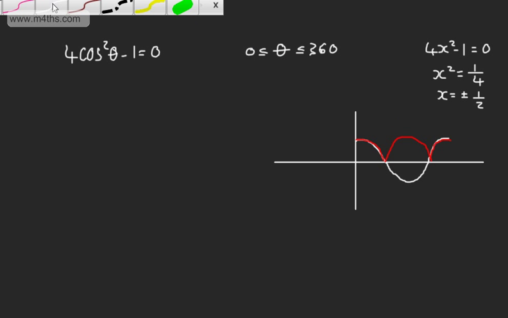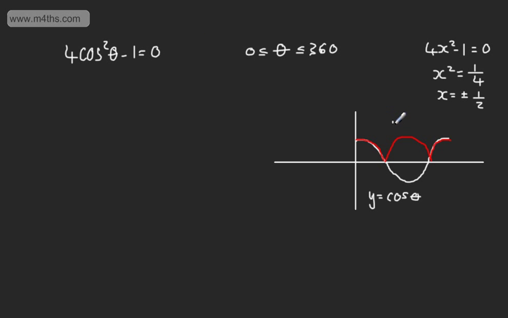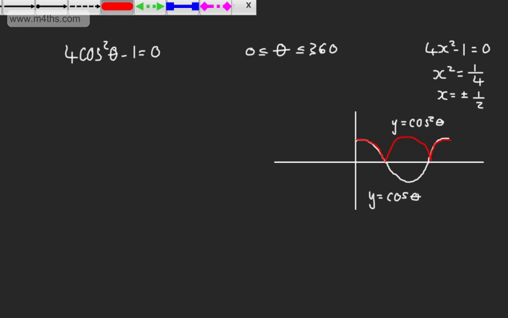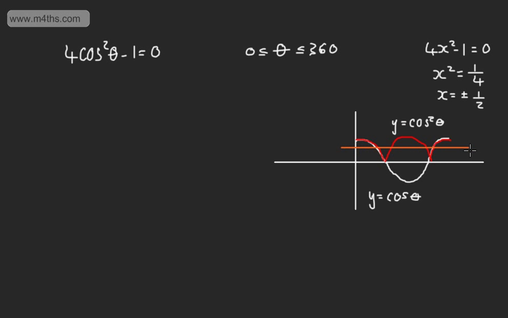So let's just write this on. The white one is y is equal to cos theta, and we've got here theta between 0 and 360. And the red one is going to be y is equal to cos squared theta. So if I consider where y is equal to cos theta, if I said where is cos theta equal to 1/2, what we'd have is the following. We would have a solution here and a solution here. We can see in this particular case, if I've got cos squared theta, I'm going to have 4 solutions.